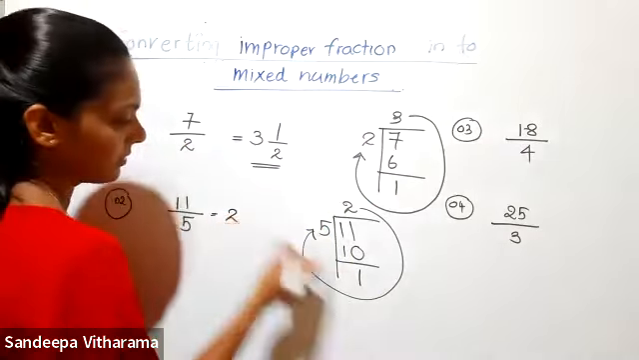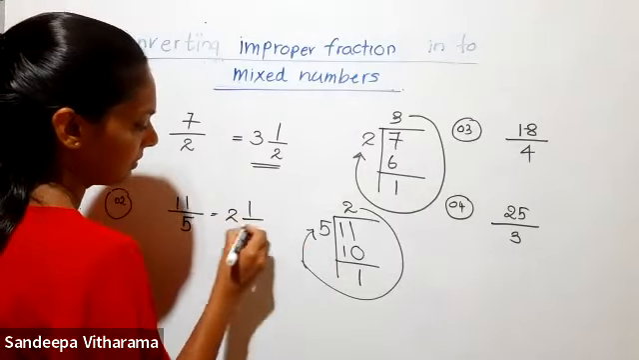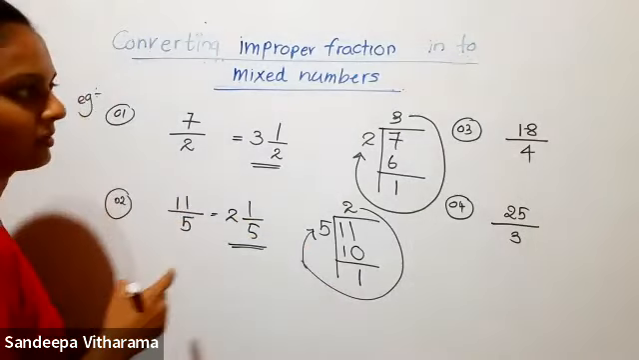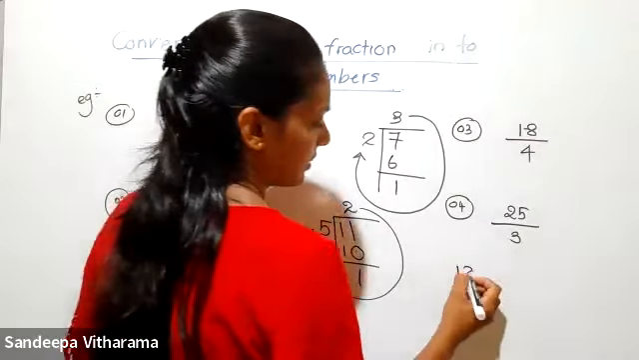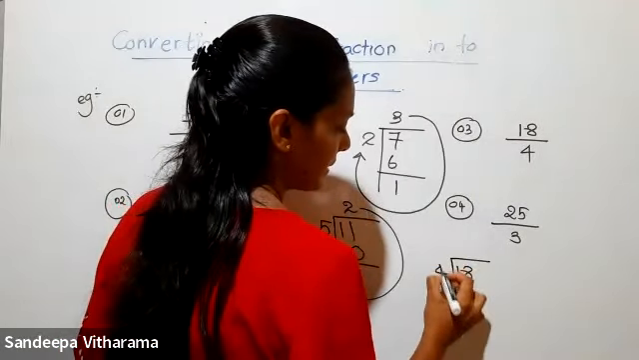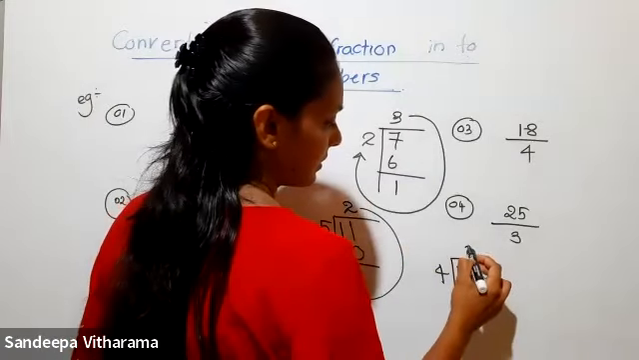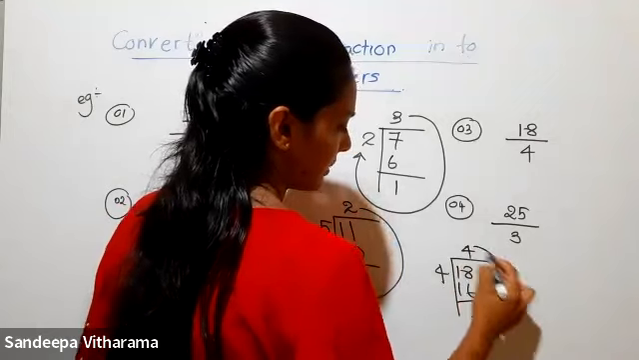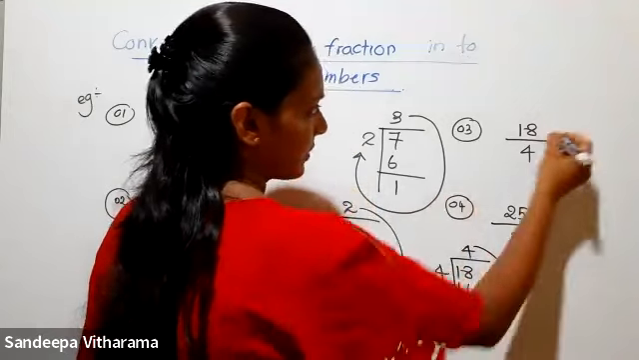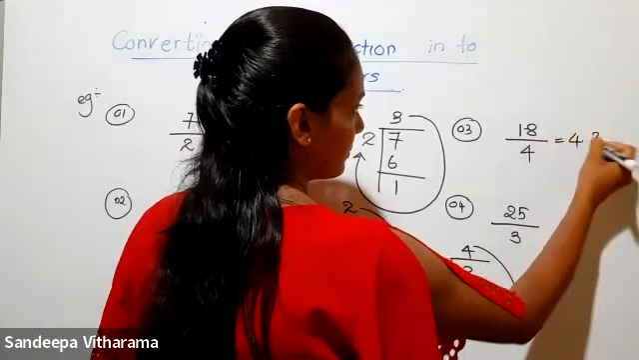So the 2 and 1 upon 5. What is the answer for this one? Third one, 18 is divided by 4. It is 4. 4 into 4, 16. 2. Then 4 and 2 upon 4.